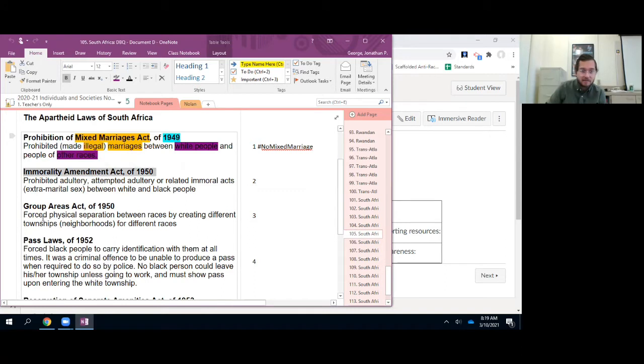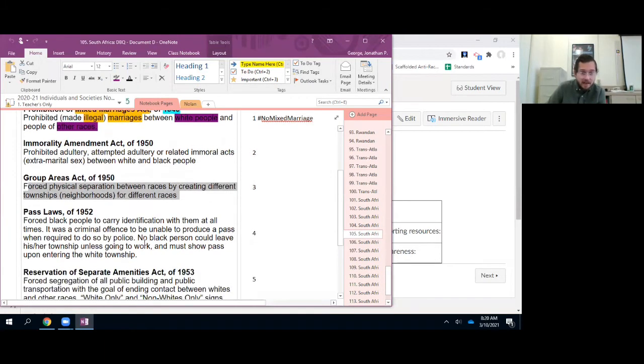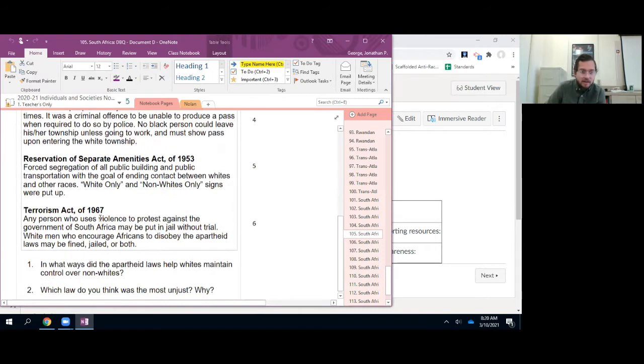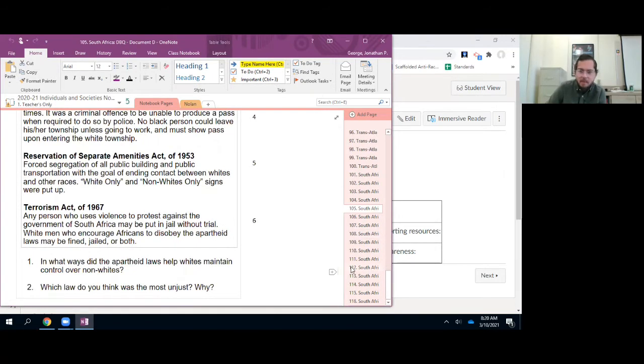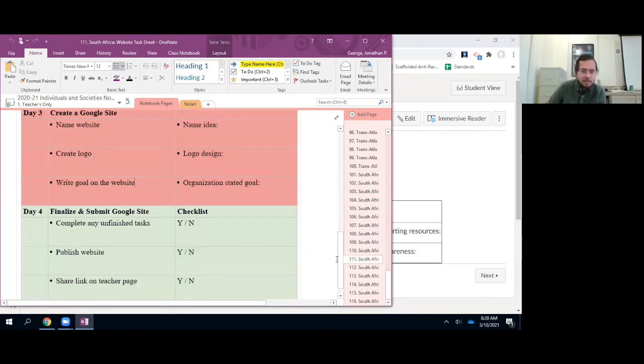Same thing here. We can look at a lot of these. Forced physical separation between races by creating different townships, neighborhoods for different races. I'm wondering if that could be the root cause of the segregation today, even though it is not law today. But could that be the historical cause of that separation today? All right, so take a look here. Just going through some of that may help you. But let's head back to that page, please.